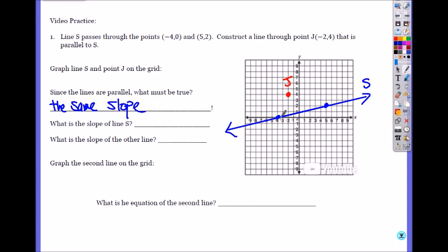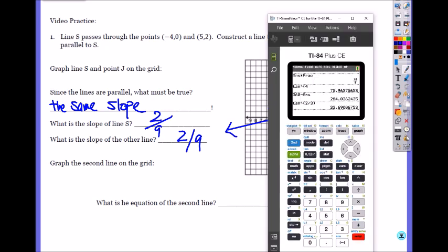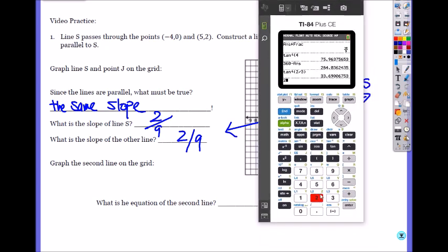So what's the slope of the line S? First line. It's up 1, 2, 3, 4, 5, 6, 7, 8, 9. 2 over 9. What's the slope of S? 2 over 9. Then what should be the slope of the other line? 2 over 9. Guys, if you have a fraction, just leave your answer in terms of fraction. 2 over 9 is 0.2222, but we usually don't use decimal answers in our equations.